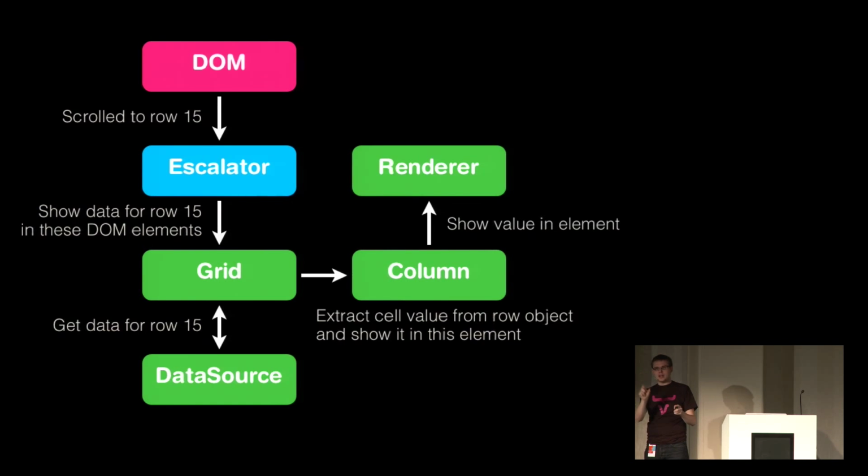That one then gets the data that should be in the cell, gets the element where the cell content should be, and puts it there in some way. And then actually we have the circle completed. We have scrolled a little bit, updated the value into the DOM.